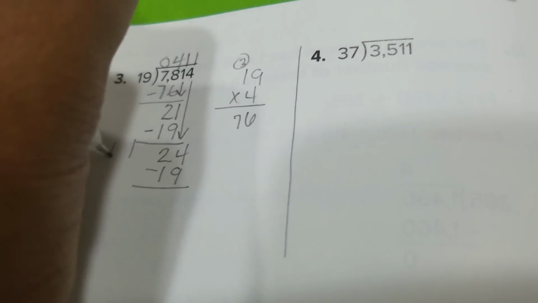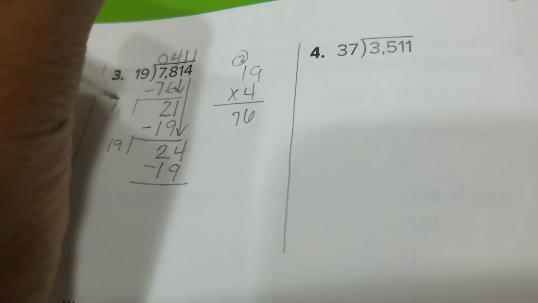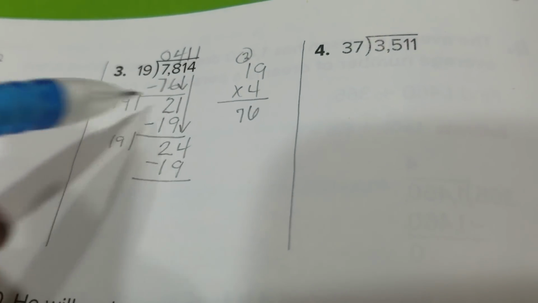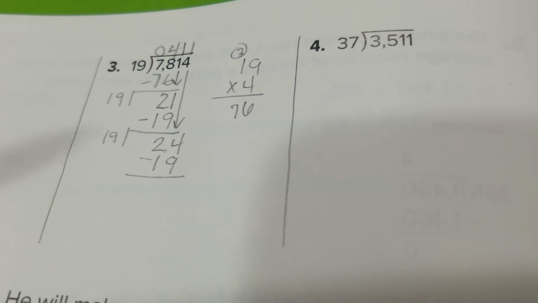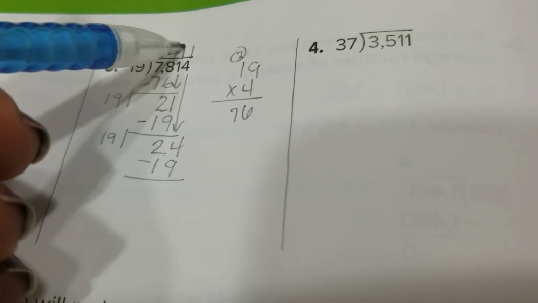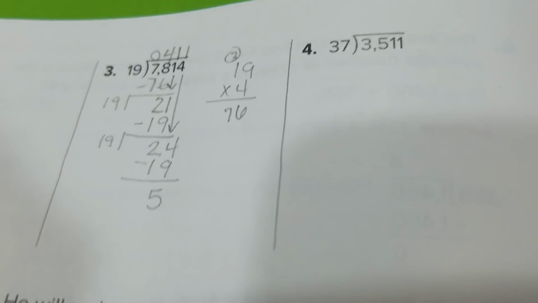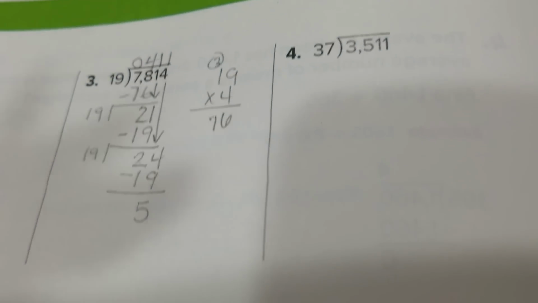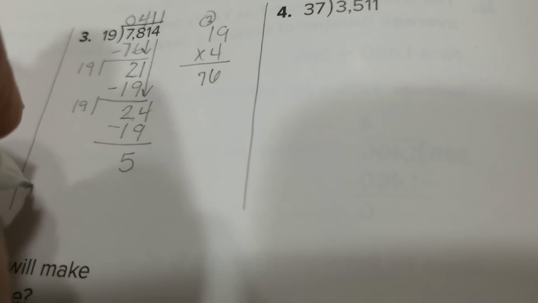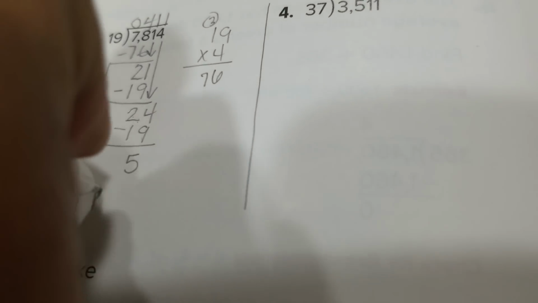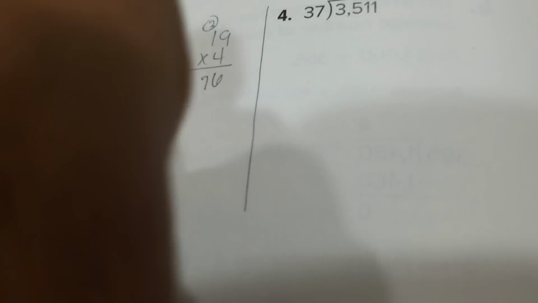So we can keep these as the 19. So we know we're trying to figure out how many times does 19 go into each one of these numbers, and our answer goes up at the top. 24 minus 19 is 5, and we no longer have anything else to bring down, so we're going to keep this as 411 with a remainder of 5.